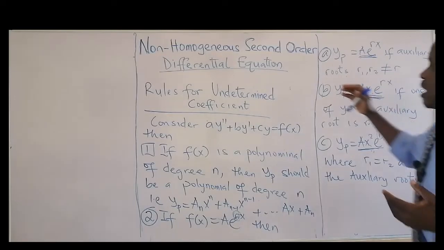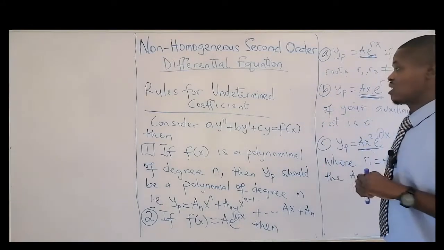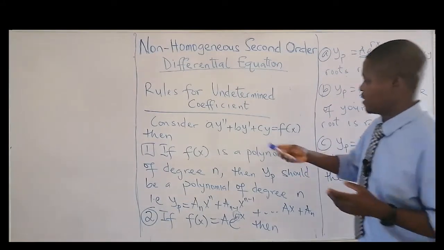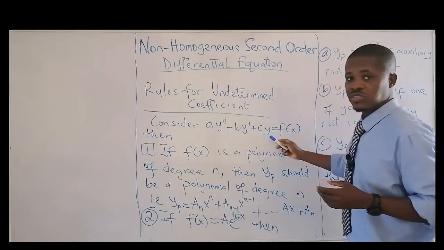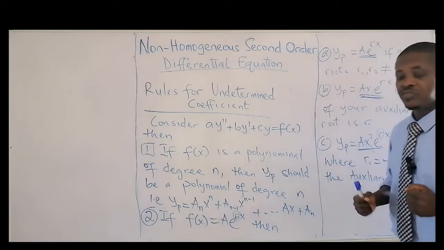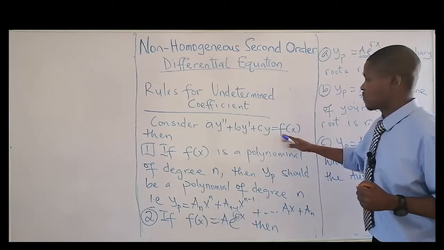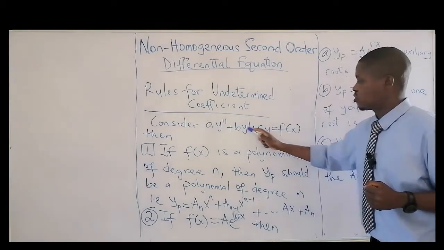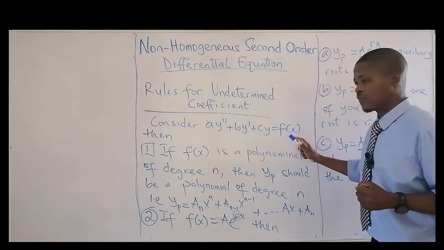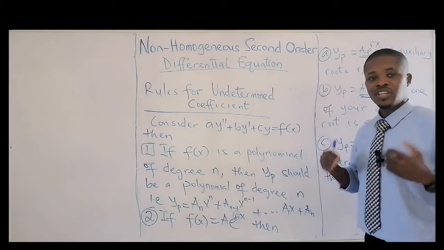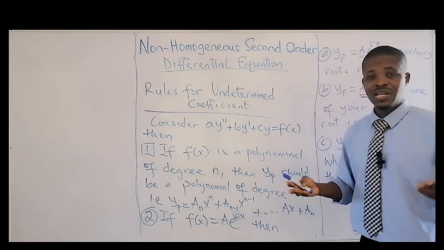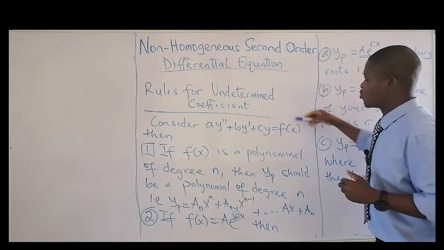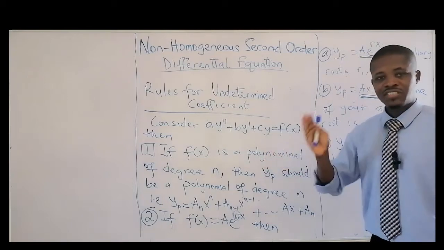Yeah, we are looking at the rules for undetermined coefficients for non-homogeneous, second order differential equations, whereby you have the second derivative, first derivative, with constant coefficients equal to what? F of x. And in this case, the f of x is not equal to 0, and that's what we call non-homogeneous. The f of x could take various forms. Let's look at those forms.